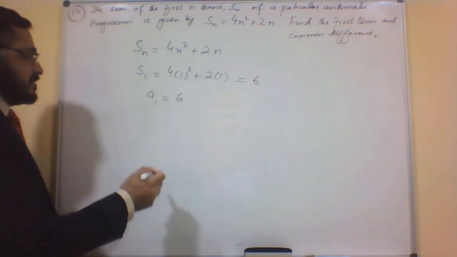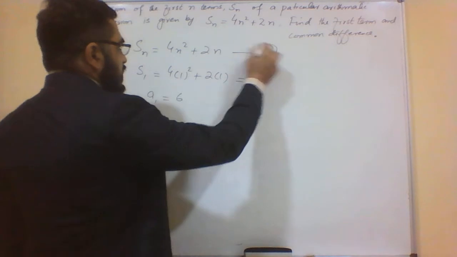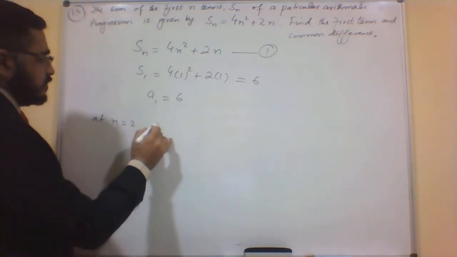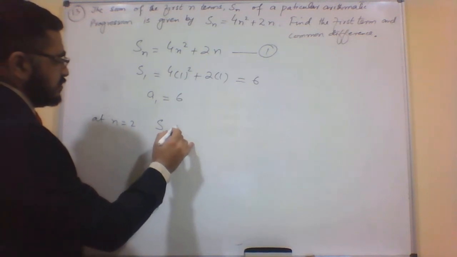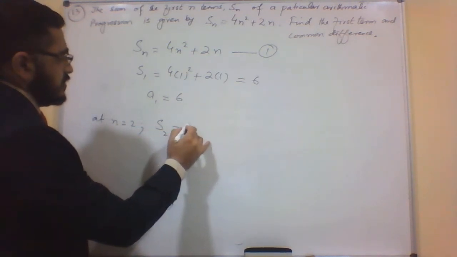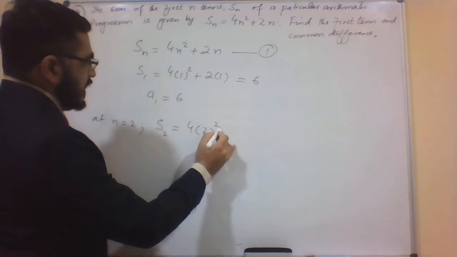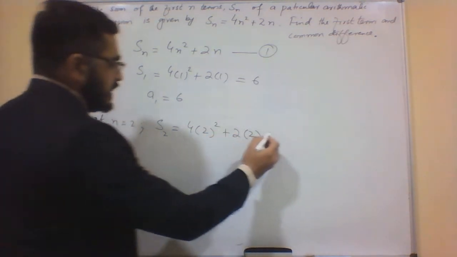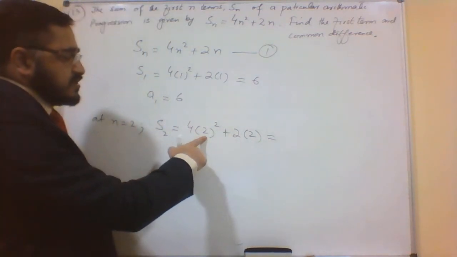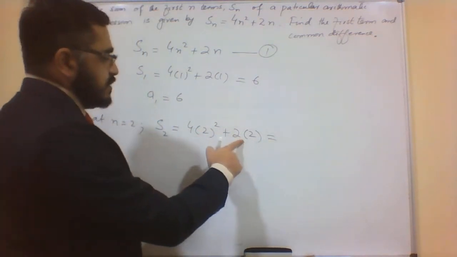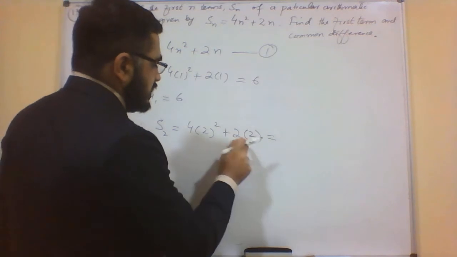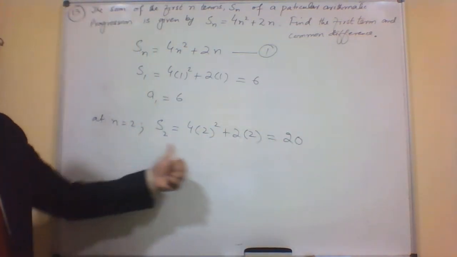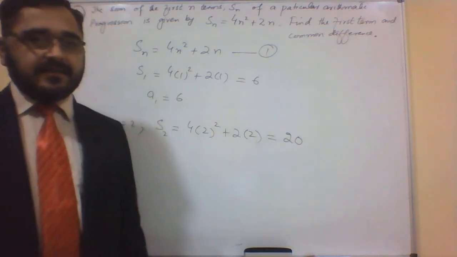Then we will substitute in this equation n is equal to 2. At n is equal to 2, this Sn will be equal to 4 into 2 square as it is, plus 2 into n, which will be 2. This gives us 2 square is 4, 4 fours are 16, plus 2 twos are 4, so 16 plus 4 is 20. It means S2 here is 20.